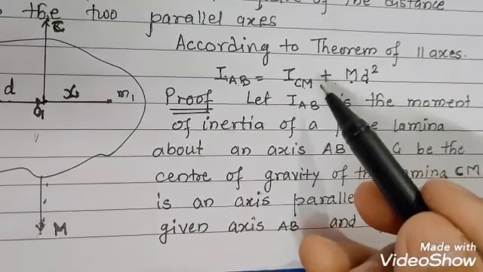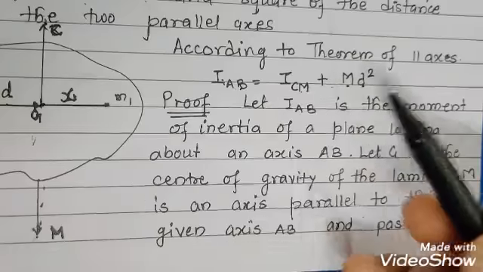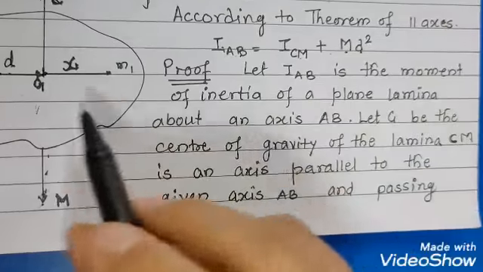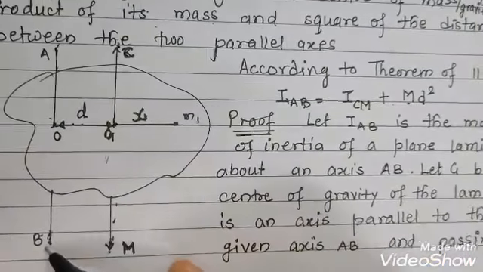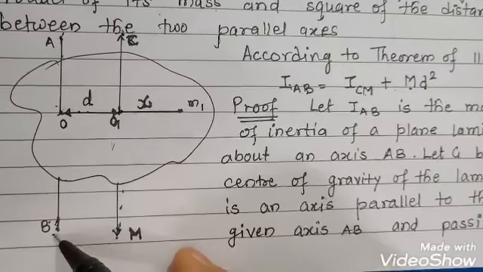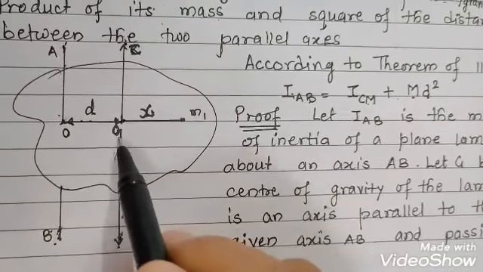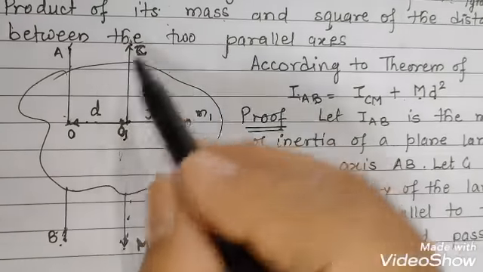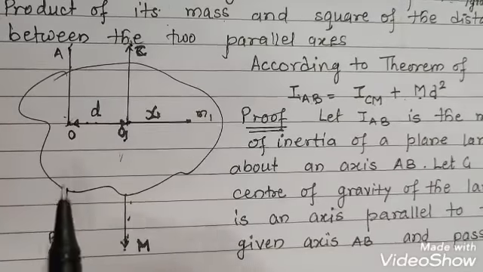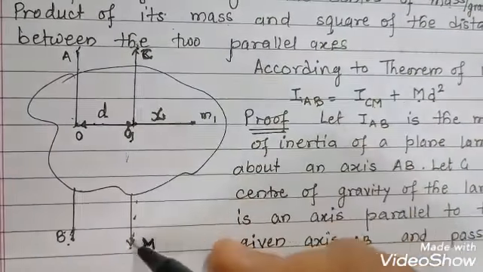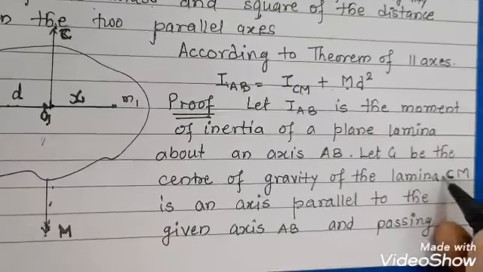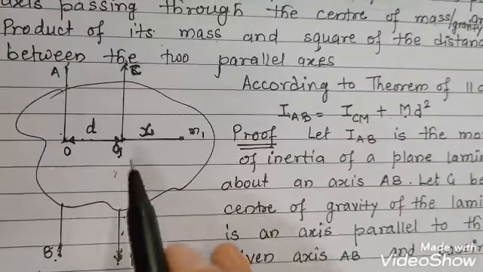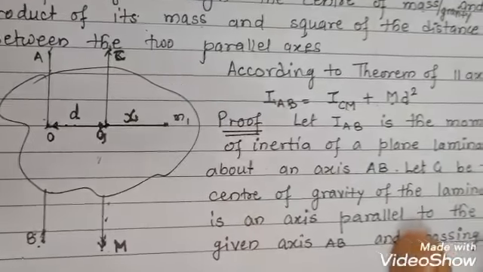Now we are going to prove this theorem. To prove this theorem, let us consider I_AB is the moment of inertia of a plane lamina about an axis AB. And let G, this is the point G, let G be the center of gravity or the mass of the lamina. CM is an axis which is parallel to the given axis AB and passing through the center of gravity.